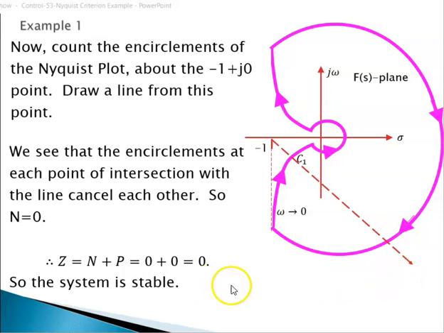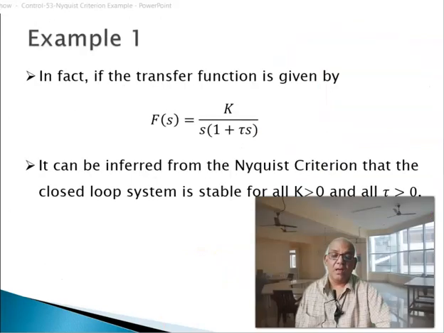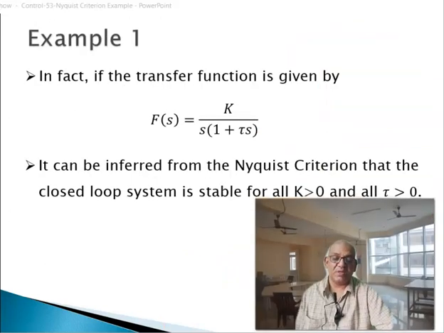But in any case, this is the concept. You get the complete Nyquist plot on the s plane, count encirclements, and compute Z. This Z better be 0 for stability. In fact, if the transfer function were given as K over s into 1 plus tau s instead of 10 and 0.1, we can infer from the Nyquist criterion that the closed loop system is stable for all K greater than 0 and for all tau greater than 0. I would leave that as an exercise.